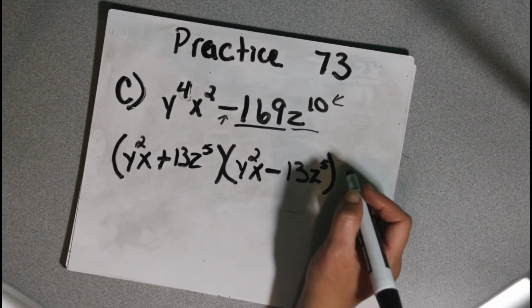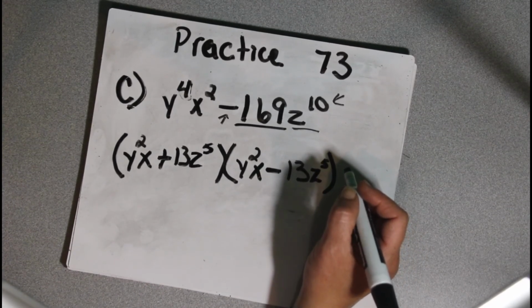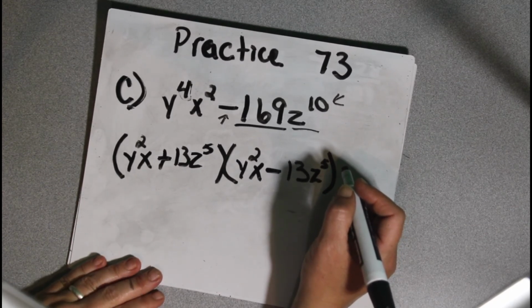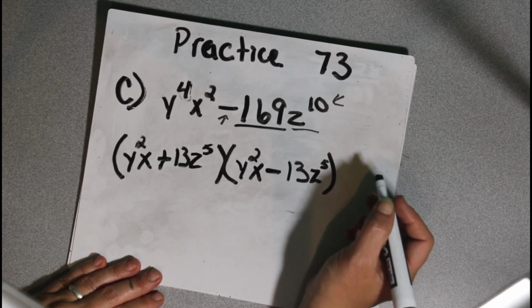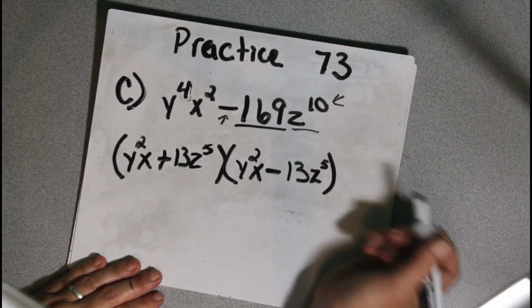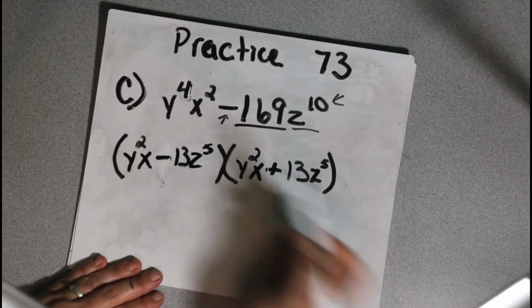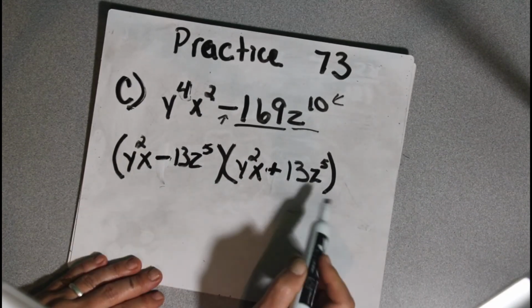Let me double check and make sure I got that right. That was C. We should have y squared x minus 13 z to the 5th times y squared x plus 13 z to the 5th. So like I said before, we could swap these if we wanted to. We could have plus over here and minus there. Either way, as long as your numbers are the same.